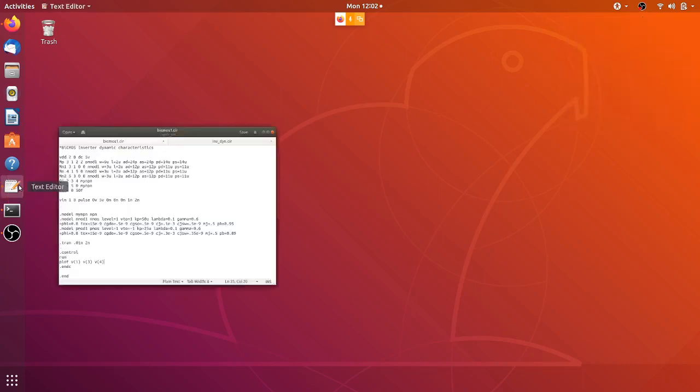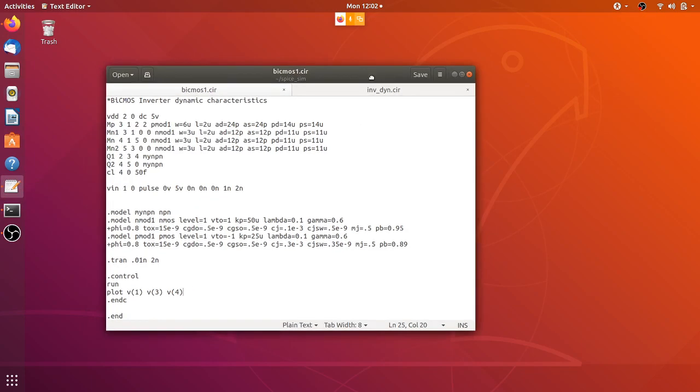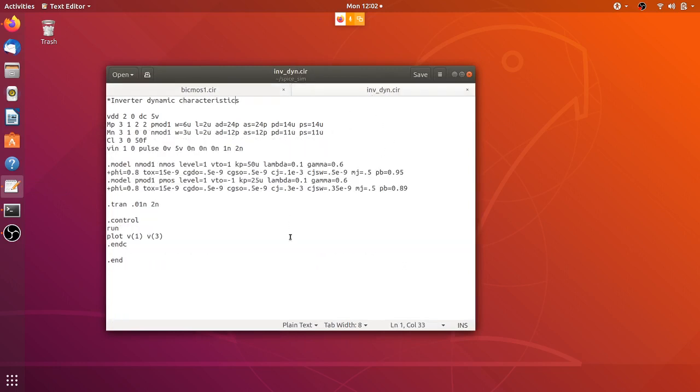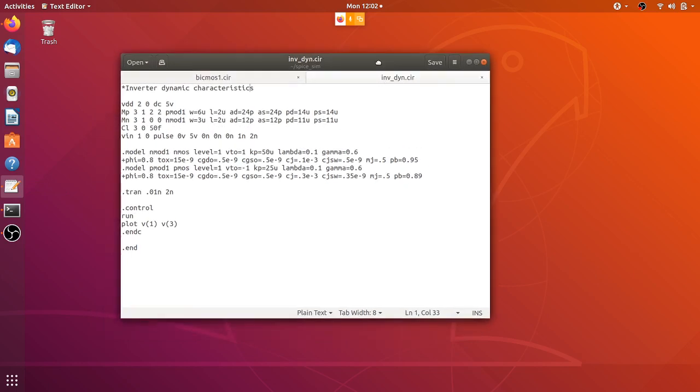Okay, so I have a program which I have written here for a BiCMOS inverter. This is the ordinary inverter which we have already discussed earlier. Is it visible to you?